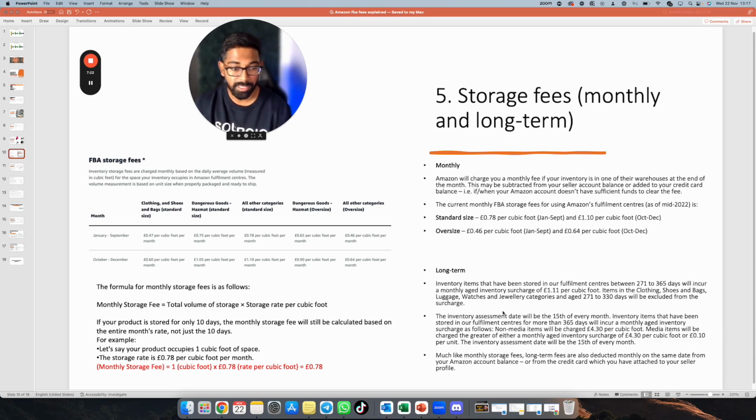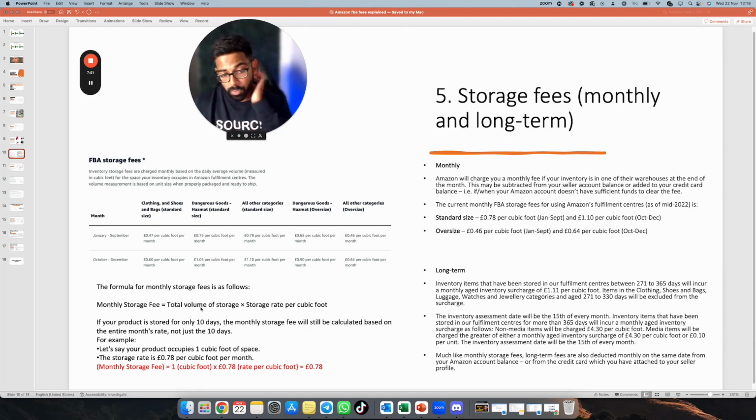So if it's more than a year in Amazon's warehouse, then it will cost you £4.30 per cubic foot, which is quite pricey, and that's why you want to make sure you never keep your products at Amazon. Now, much like monthly storage fees, long-term fees are also deducted monthly on the same date from your Amazon account balance or from the credit card which you have attached on your seller account, or a debit card, whatever it is. Now, some of you might have a question: but Jazz, if my product is at Amazon for less than 1 month or just 15 days, would I still have to pay the fees? Yes, you do have to pay the fees.